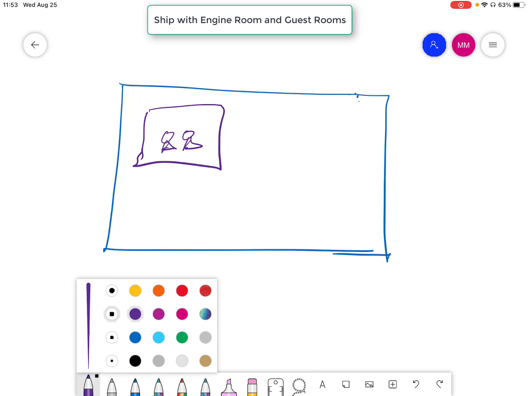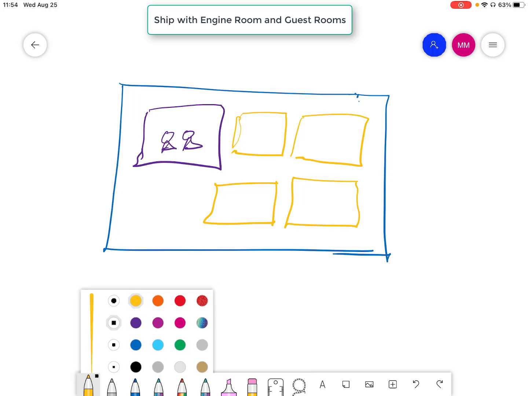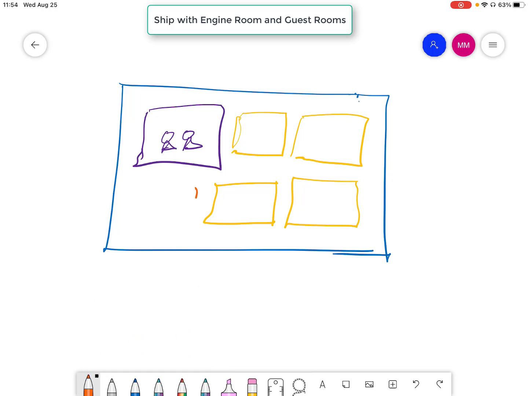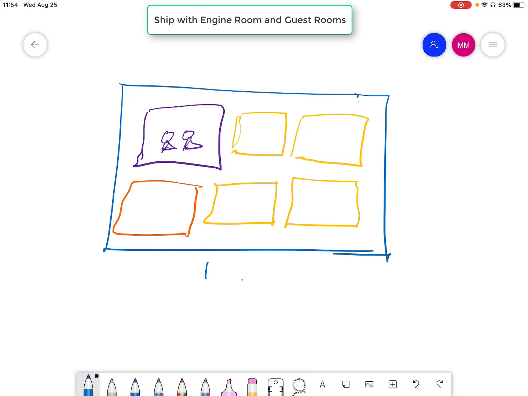Now we also have some guest rooms, and in the guest rooms we have some capacity for guests to come in and stay. Maybe we've got some other room as well where we can put some cargo and stuff like that. It's a pretty big ship, let's say maybe a 2,000 meter long ship or something.